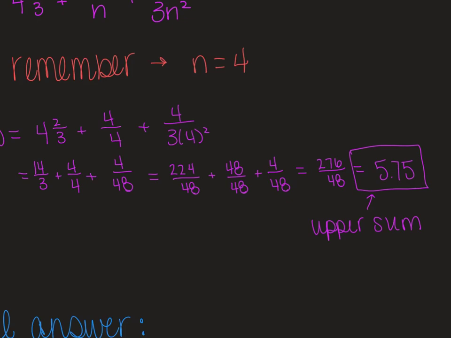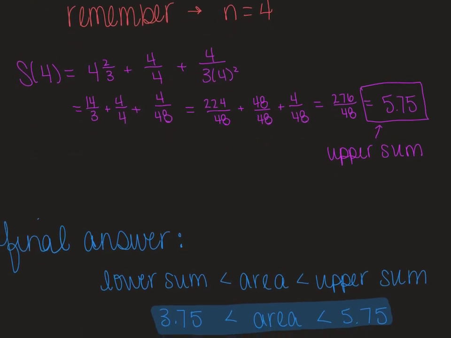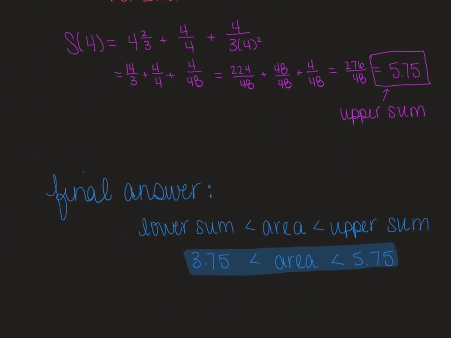So you really want to come to a conclusion. You don't just want to do your work and leave it empty. So you want to make sure you have a final answer. So for us, our final answer means that our area is going to be between our lower sum and our upper sum. So my lower sum was 3.75. My upper sum is 5.75. So my area is somewhere in between these two values.